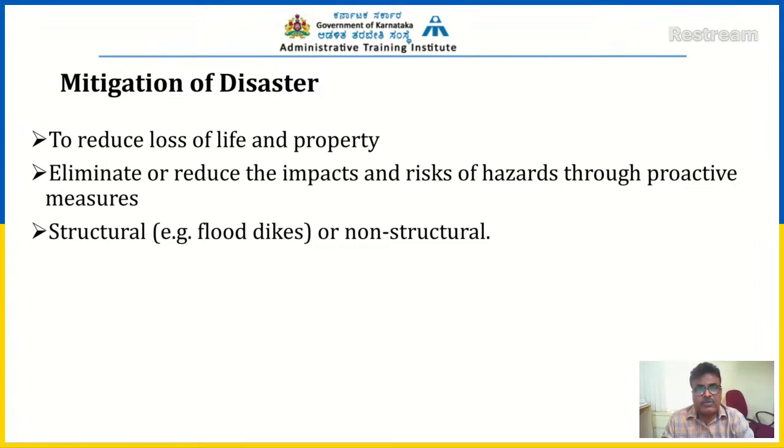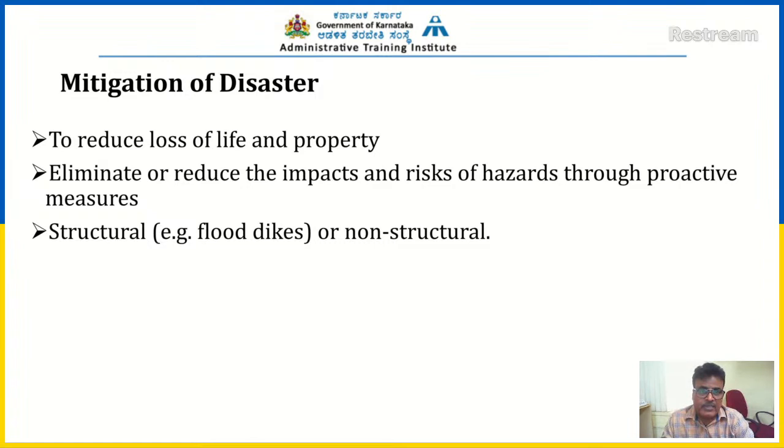Suppose students from a school are drowning every year in a water tank nearby. When they go for swimming, they just drown and get stuck inside the water, in the slush, and they die. Why are they dying every year? Because students are not given proper awareness. Their parents are not given proper awareness about the dangers of slush in the water tank. So that is why we call it non-structural mitigation.